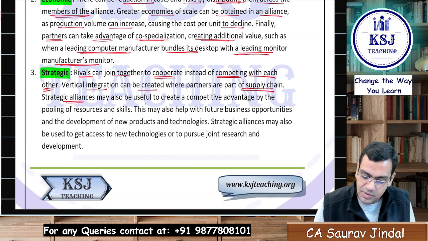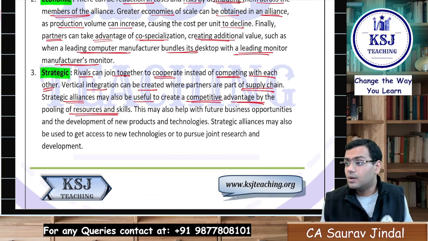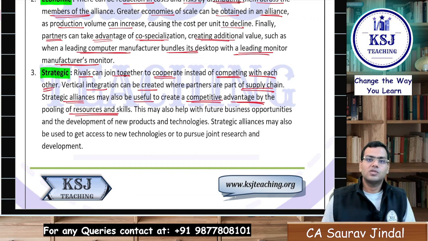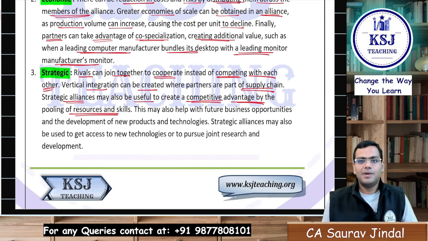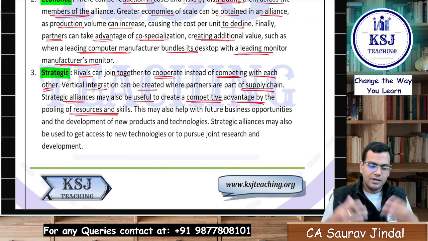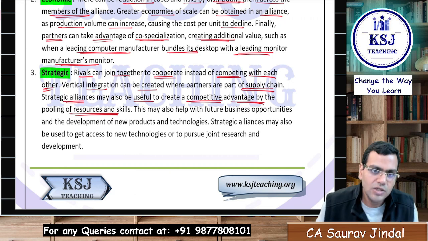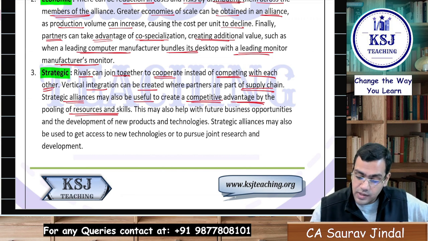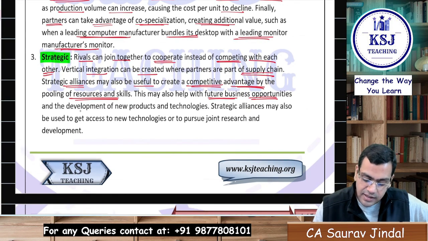Strategic alliances may also be useful to create a competitive advantage by pooling of resources and skills. That is what I was talking about: if the two partners in the alliance pool their resources and skills, right? If Aam Aadmi Party and Congress pool their resources, the money, the ministers, now they can have a competitive advantage over the other parties, right? Now this may also help with future business opportunities and development of new products and technologies.